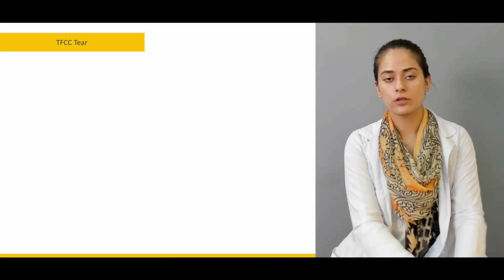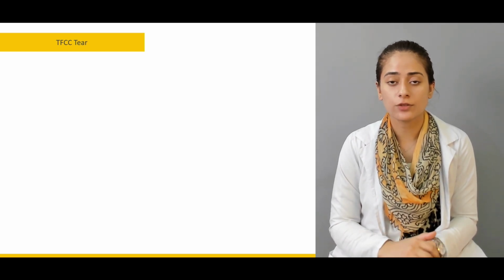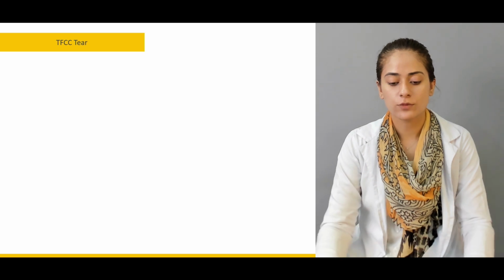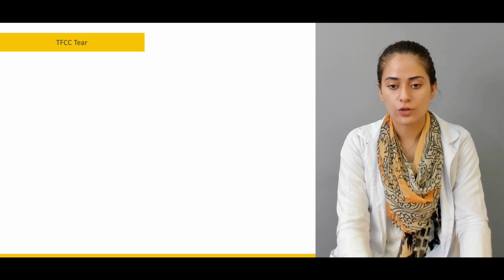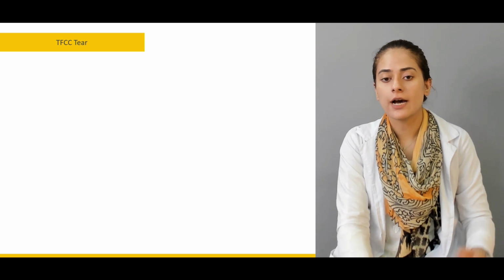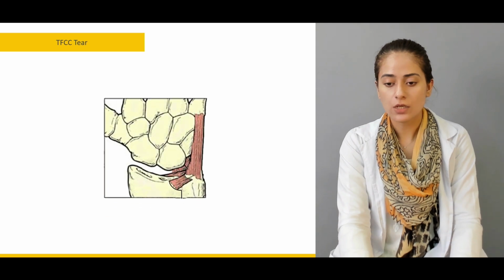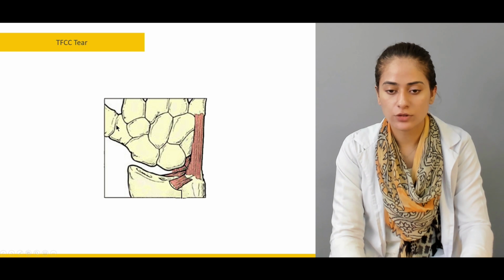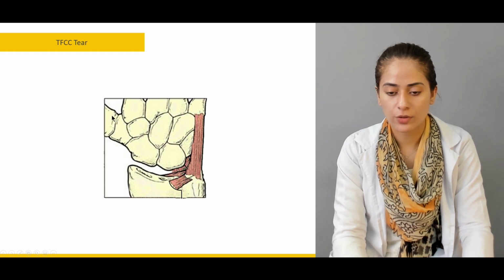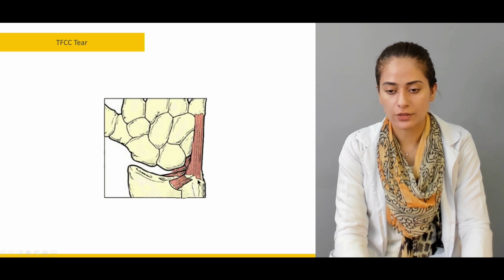So now we're going to talk a little bit about TFCC tear, which is a triangular fibrocartilaginous complex. We'll see how that is formed and what the resultant tear does. So first, let's talk about the anatomy of the TFCC. So this is the carpal bones, the first metacarpal, which is visible here. This is the radius bone here, and the ulna.